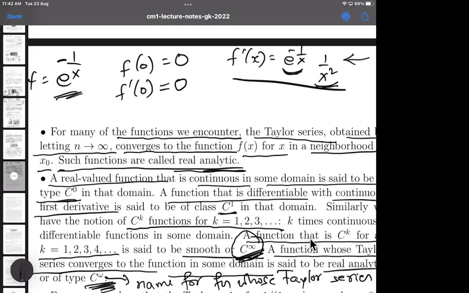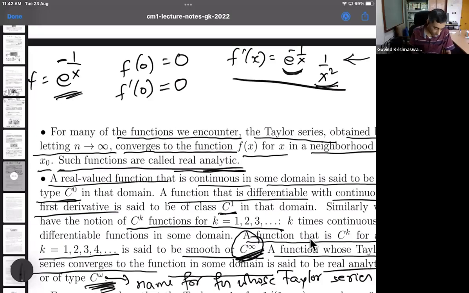Sir, f of 0 is 0, but we have to define it at 0, right? It is undefined at 0. Yeah, in a limiting sense. I'm defining this function at 0 in a limiting sense. And similarly, I'm computing all these derivatives in a limiting sense.